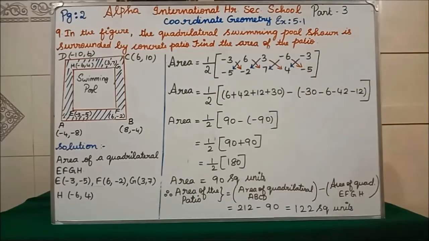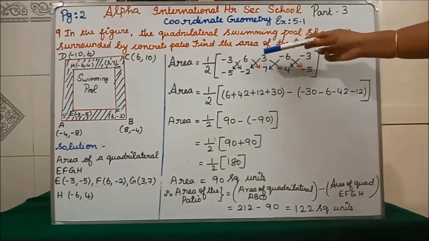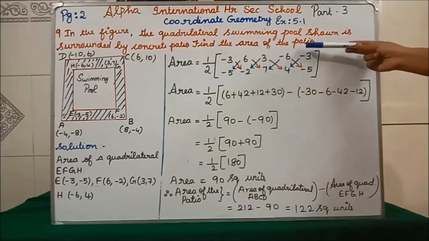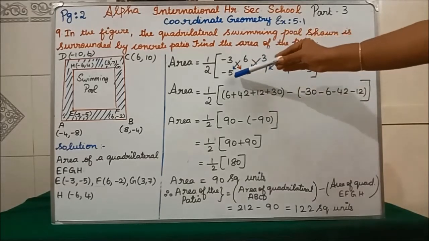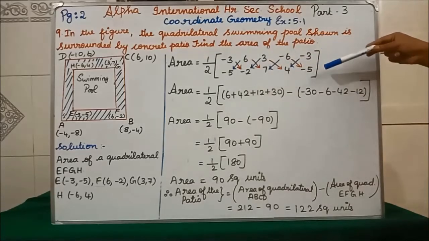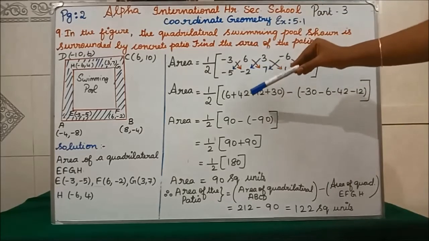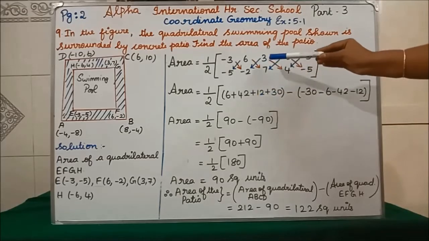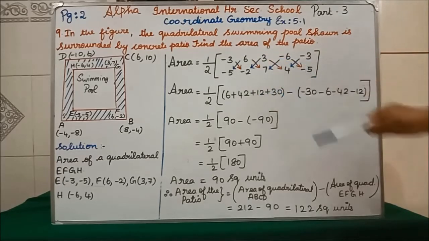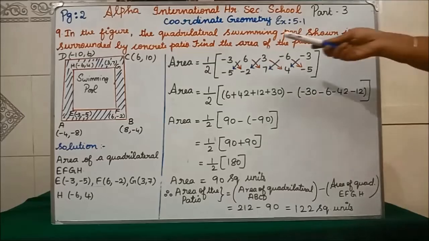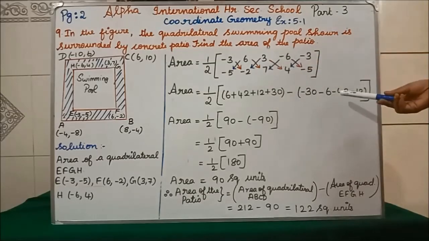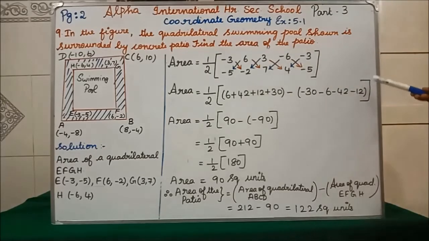So we are going to write directly minus 3, minus 5; 6, minus 2; 3, 7; minus 6, minus 4, and one more time the first value, minus 3, minus 5. So arrow marks, how will you put, from left to right. Minus 3 times minus 2 is 6, 6 times 7 is 42, 3 times 4 is 12, 6 times 5 is 30. Now the opposite side: 6 times 5 is 30, minus 3 times 2 is 6, minus 7 times 6 is 42, minus 4 times 3 is 12 minus. So now if we add everything we are getting 90.